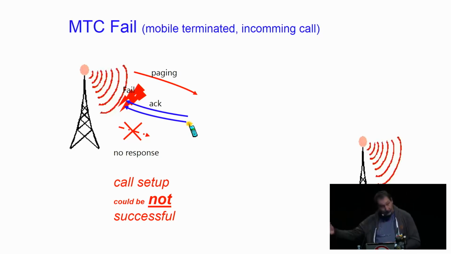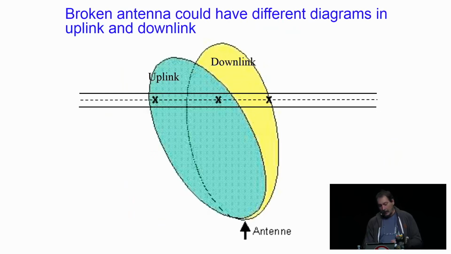If you want to establish an outgoing call, you can go to the window, etc. But when you don't receive a call, that's basically the worst case, because you don't even see that there was a problem.